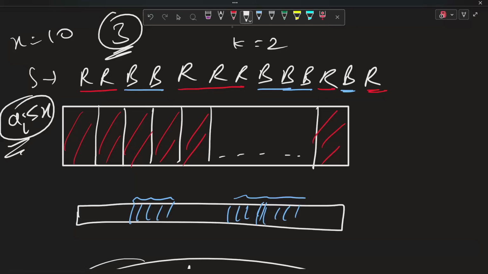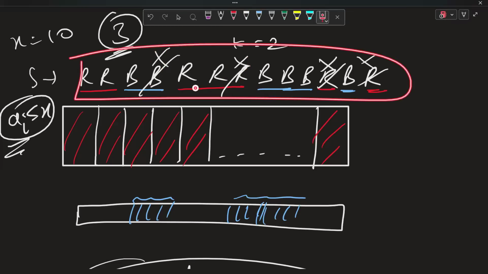Instead of R or B, maybe I replace it with a marker saying I don't care about this. It can be anything, red or blue, it doesn't matter. It won't affect my answer. So all those where AI is less than X, I'll convert that to don't care. Let's say some of them got converted to don't care, and then I'll look at this string again.